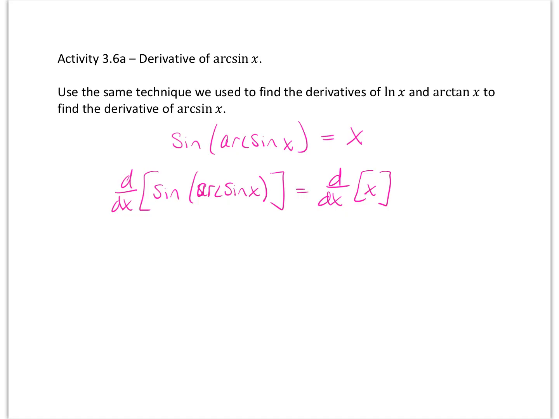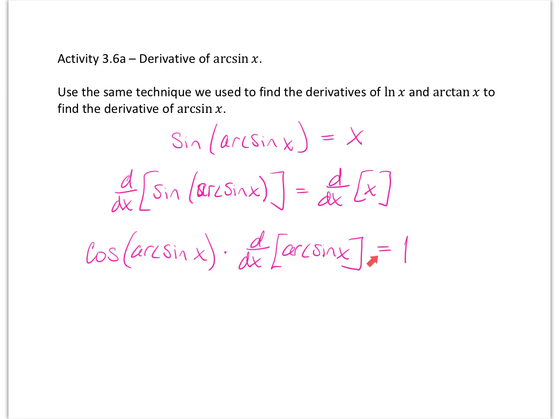Okay, so this is the derivative of the sine of some stuff. So this is a chain rule problem. My outside function is sine. So the derivative of the sine of some stuff is the cosine of the stuff. So this is going to be the cosine of the arcsine of x times the derivative of the stuff, derivative of arcsine x. And that equals d dx of x, which is 1.